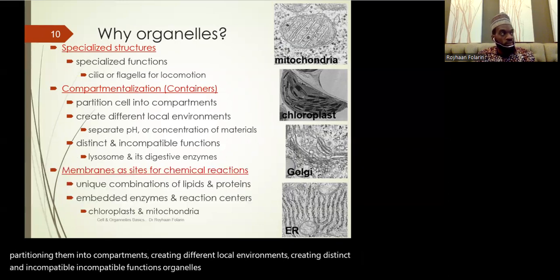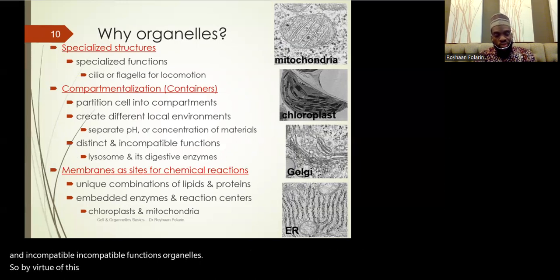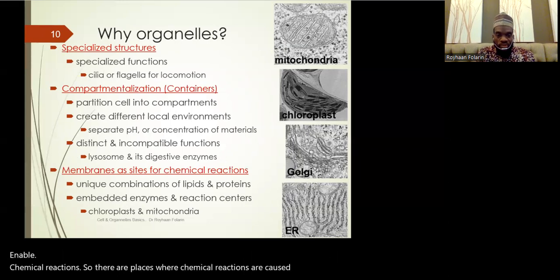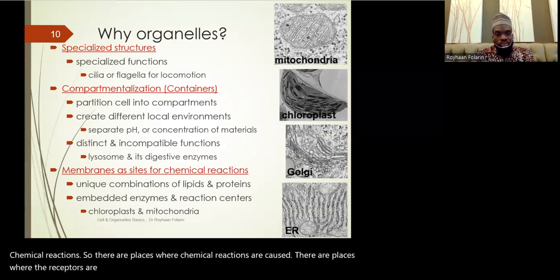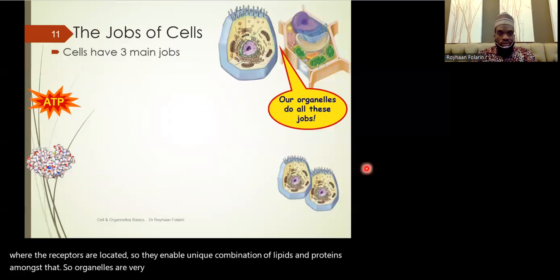Organelles, by virtue of this, include membranes, and these membranes help to enable chemical reactions. So there are places where chemical reactions occur. There are places where the receptors are located. So they enable a unique combination of lipids and proteins amongst that. So organelles are very diverse in their functions.